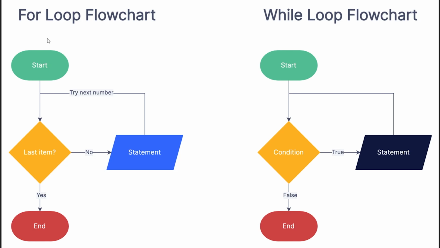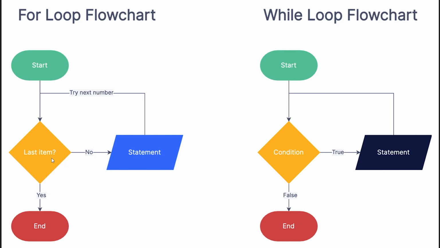As a program, the for loop starts. It asks whether it is the last item or not. If it's the last item, it's just going to end. I mean, the loop is going to be ended. The thing that circulates around itself is going to be ended.